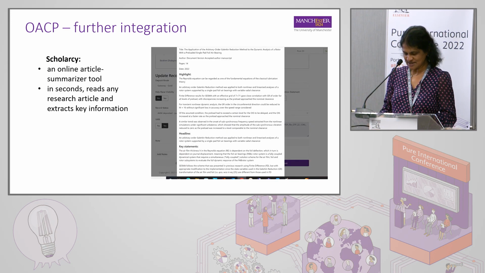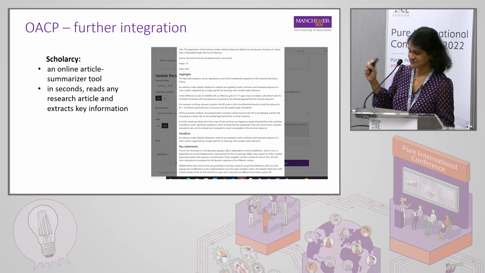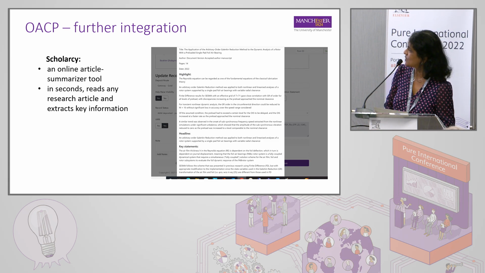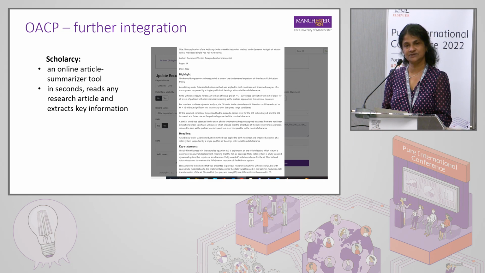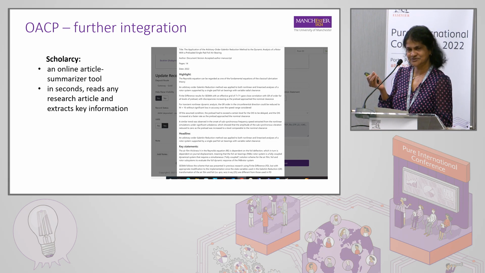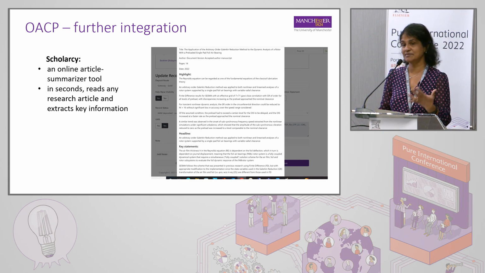This is some further integration with Scholarcy. Scholarcy is an online article summarizing tool. What we need to do is either post the actual PDF file, or post the URL to the PDF file. It reads the given article in seconds, it's so quick, and breaks it down into bite-sized sections, so you can quickly access the summary information.